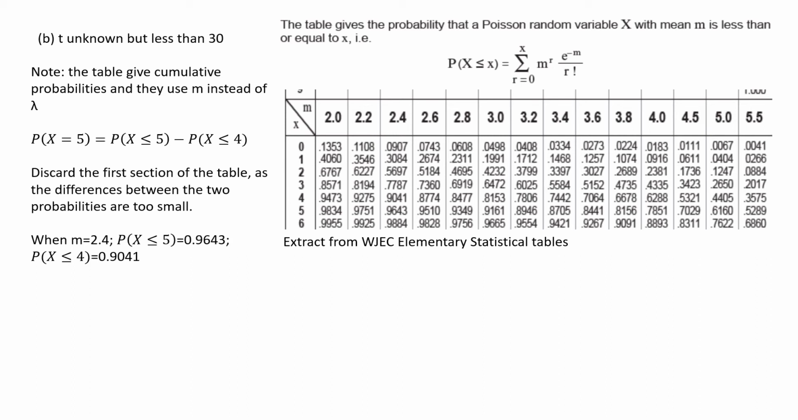So m is 2.4. My probability that x is less than or equal to 5 is 0.9643. For x less than or equal to 4 it's 0.9041, and the difference between those is the required number that I'm looking for, 0.0602. So therefore the implication is that m is 2.4, but of course m is 0.2t, or lambda equals 0.2t in my normal notation. So it follows that t must be 2.4 divided by 0.2, and my time is 12 minutes.